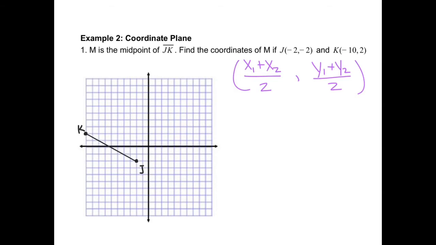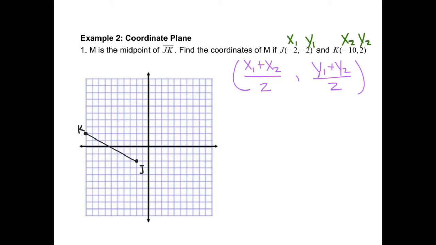So let's take a look at an example. The original problem says M is the midpoint of JK, and they give us the coordinates of J and K. We are supposed to find the coordinates of M. So I went ahead and I used my coordinate plane and I plotted the points -2, -2 for J, and the points -10, +2 for K. And we're supposed to find exactly where in here the midpoint M is located. We will be using this formula.